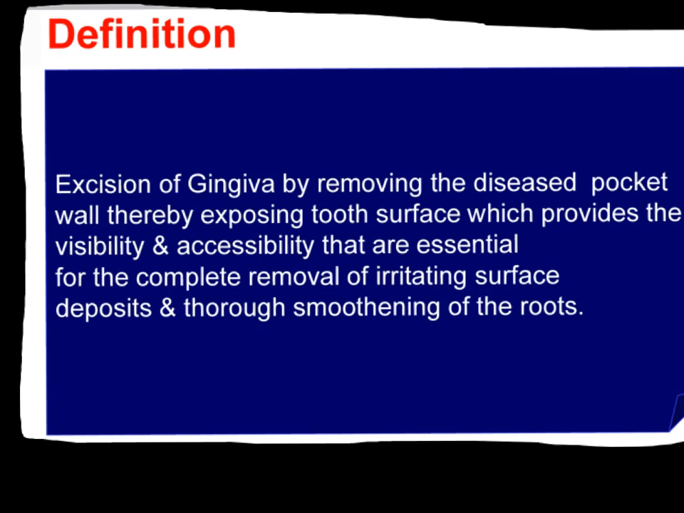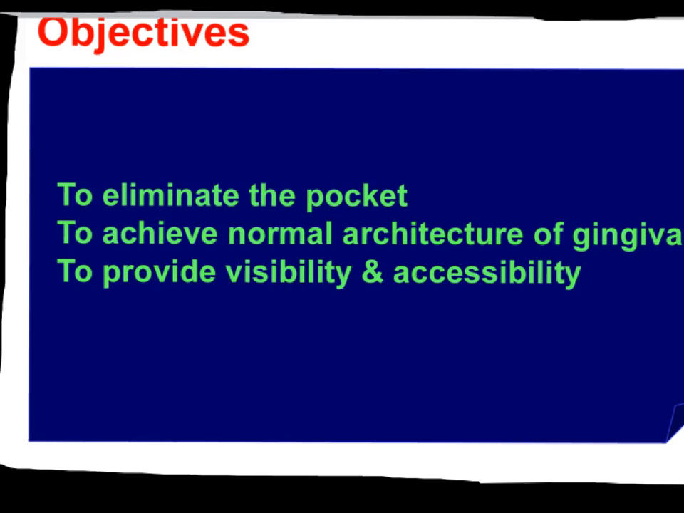So the main aim of the gingivectomy is providing the visibility and accessibility, by exposing the tooth surface to be accessible to complete removal of any irritating surface deposits and thorough smoothing of the root surface. The main objectives are, first, to eliminate the pocket, then to achieve a normal architecture of gingiva, and third, to provide visibility and accessibility.